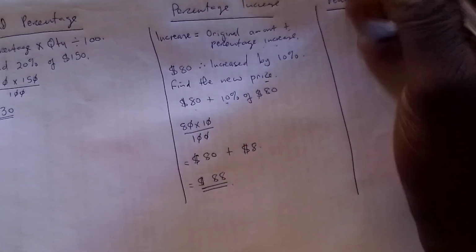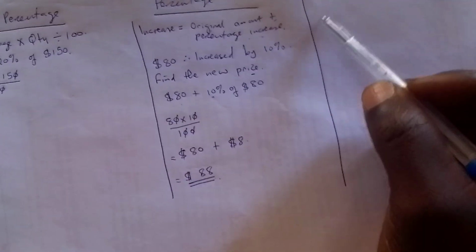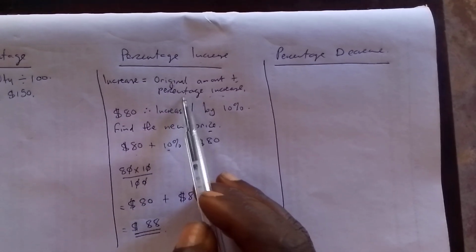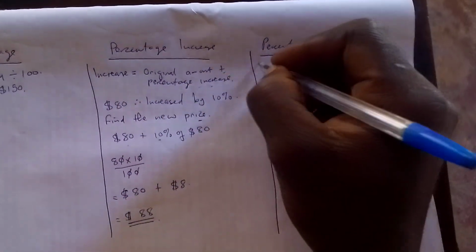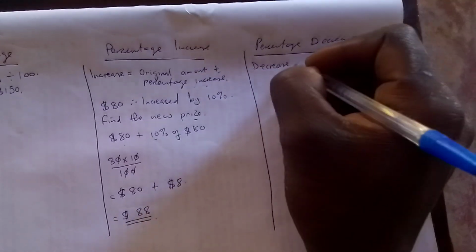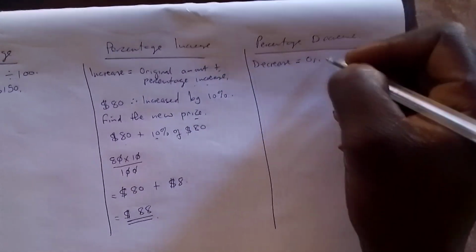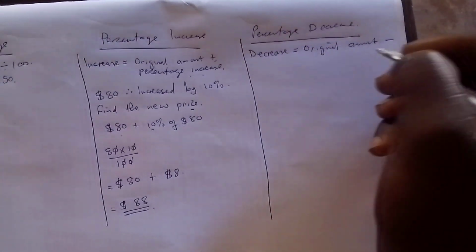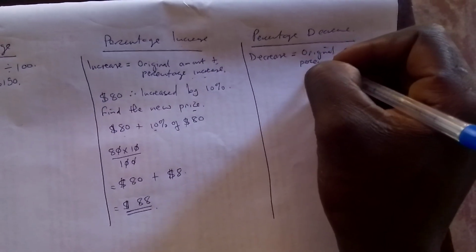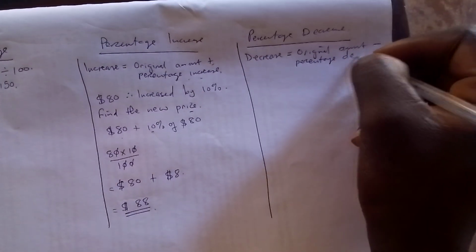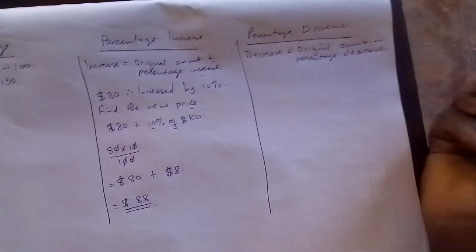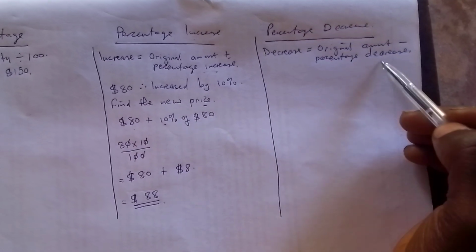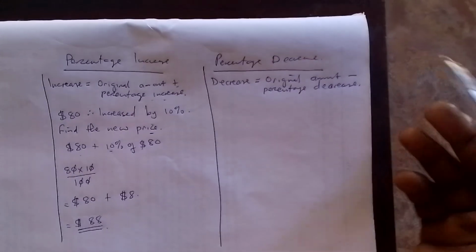Let's go to decrease. If we are going to deal with a decrease, it's going to be the opposite of this one. So we are going to say decrease is equal to original amount, subtract the percentage decrease. Original amount, subtract percentage decrease. Let's look at an example.